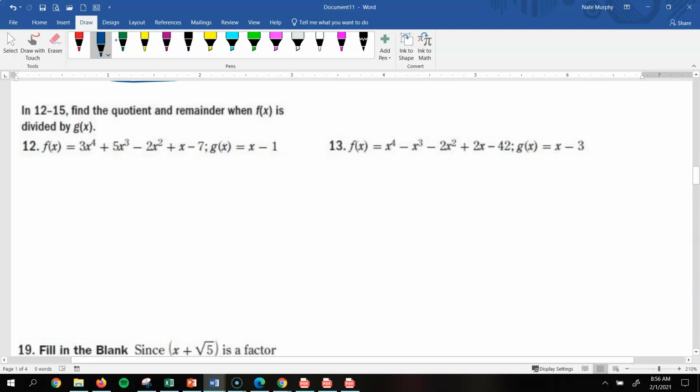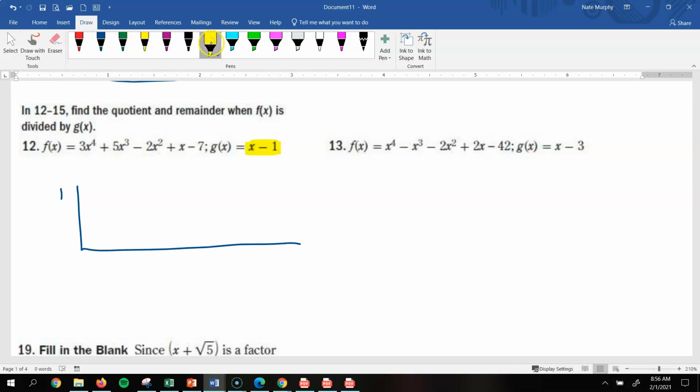Okay, let's look at number 12 here. We're going to divide these polynomials. Now I am not going to use long division. It's just way more complicated. I'm going to use synthetic division. Remember with synthetic division, we start with this and we look to see what's the 0 of what we're dividing by? The 0 there would just be 1.